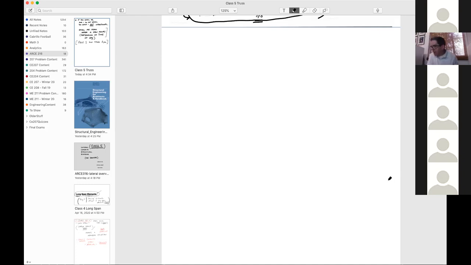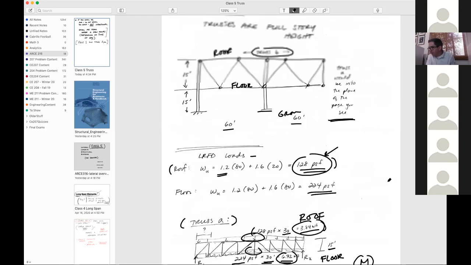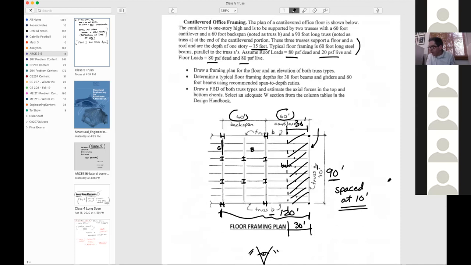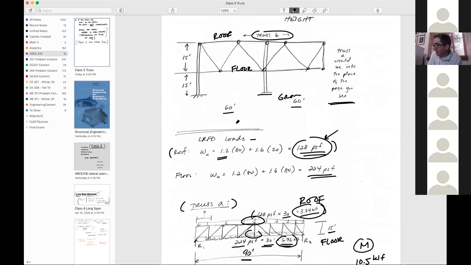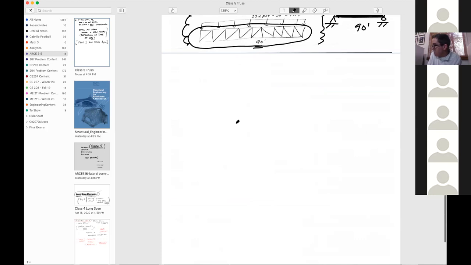I'm going to go back real quick to get a view here. So we are asked to determine the depth. Just the depth, not have to size it, for the 30-foot beams and girders and for the 60-foot beams. So this actually is going to go very quick. Again, this is just minimum depth. So this is the span to depth requirement.